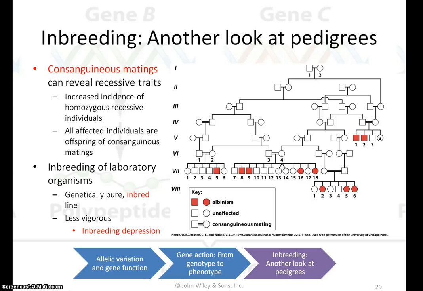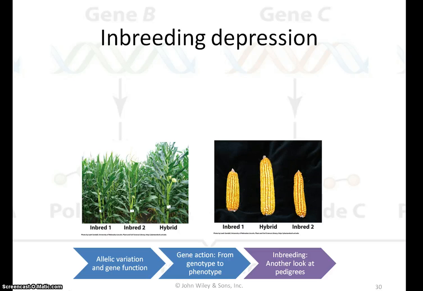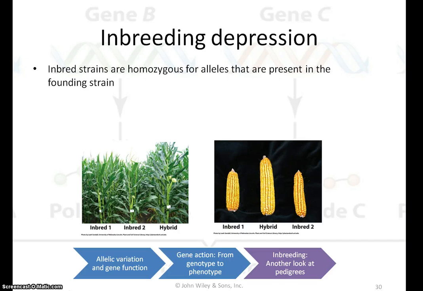The problem is that these inbred lines are typically less vigorous, which means they're less healthy, and this is known as inbreeding depression. So we can see inbreeding depression in these varieties of corn. Okay, and these inbred strains, as I've alluded to before in the previous slide, are homozygous for alleles that are present in the founding or parental strain.